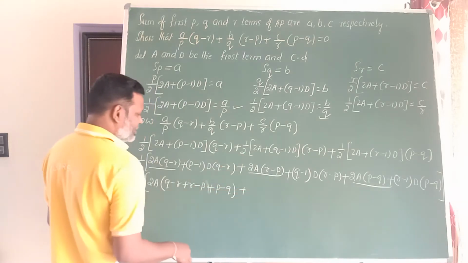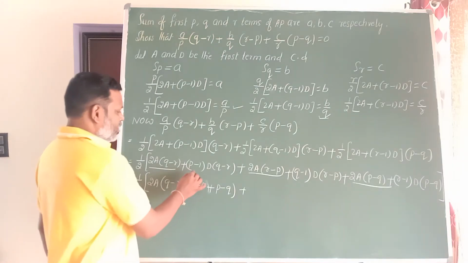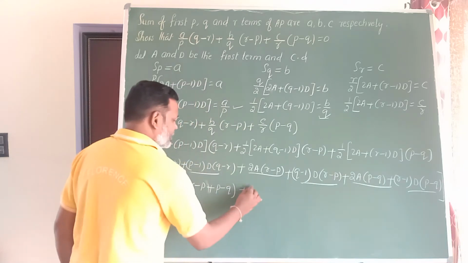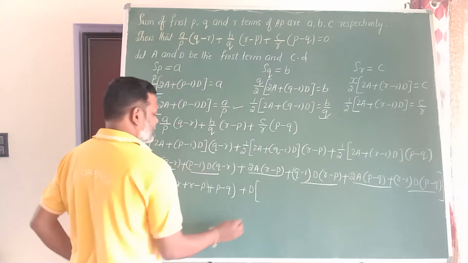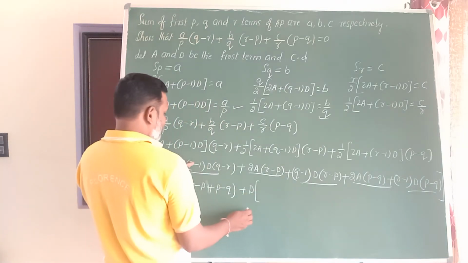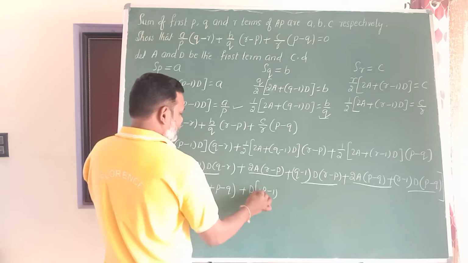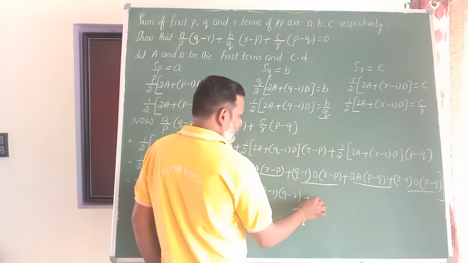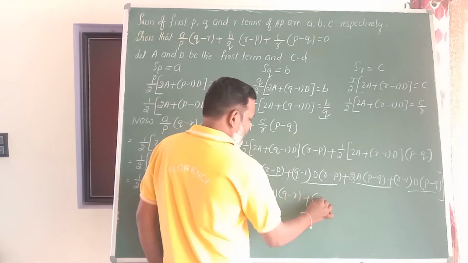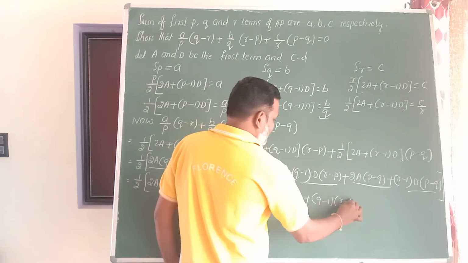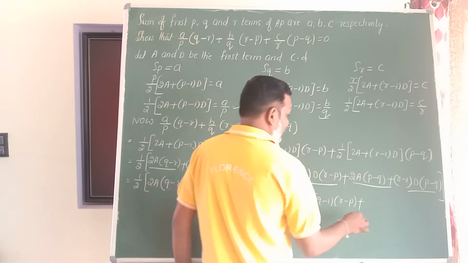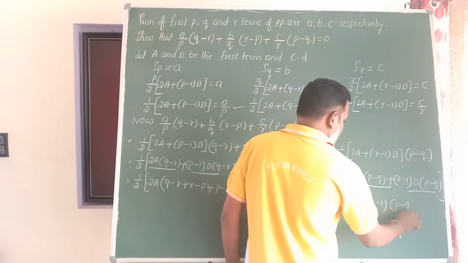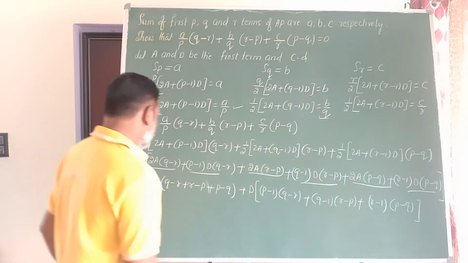Now here and here and here you can take capital D as common. When you take capital D as common, what's the remaining thing? p minus 1 into q minus r plus q minus 1 into r minus p plus r minus 1 into p minus q. Have a look at this.